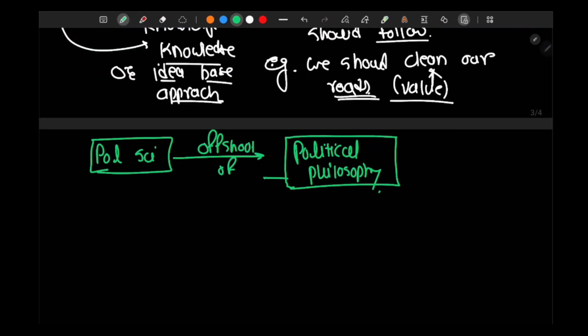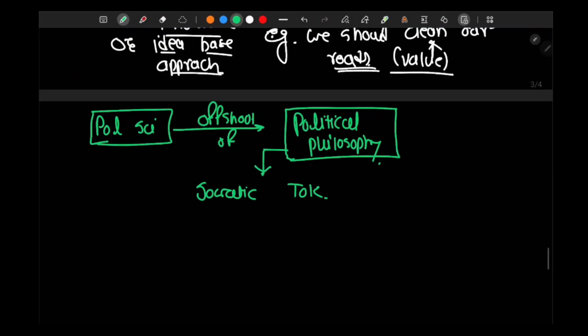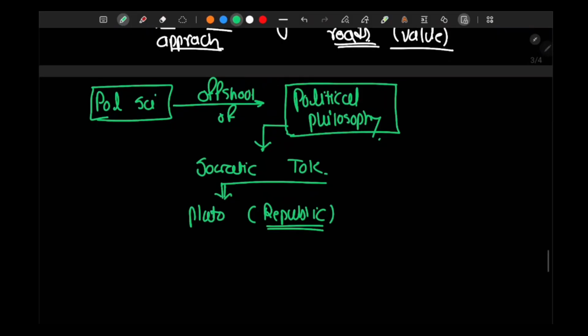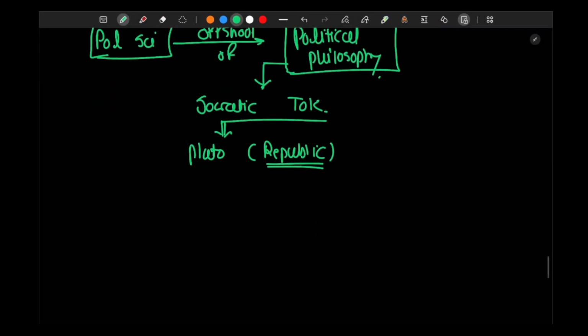It emerged with the Socratic theory of knowledge. Based on the Socratic theory of knowledge, Plato wrote his theory. Plato wrote his book Republic, right? This is the philosophical normative approach to political science, whereby Plato says that politics is ethics.